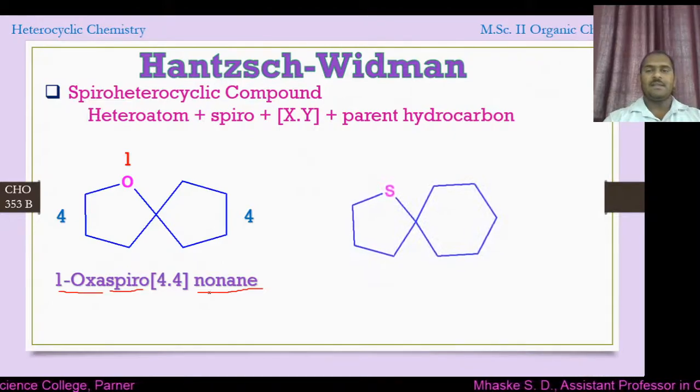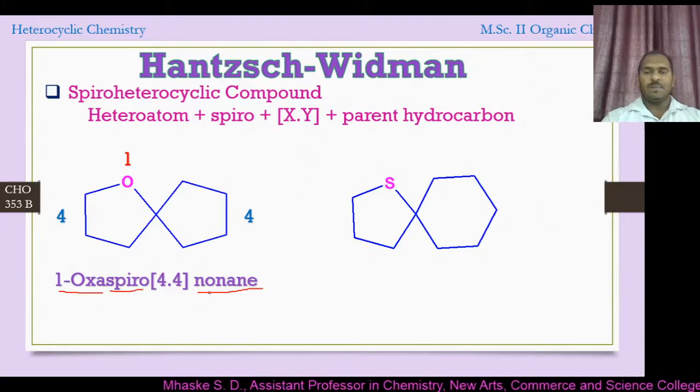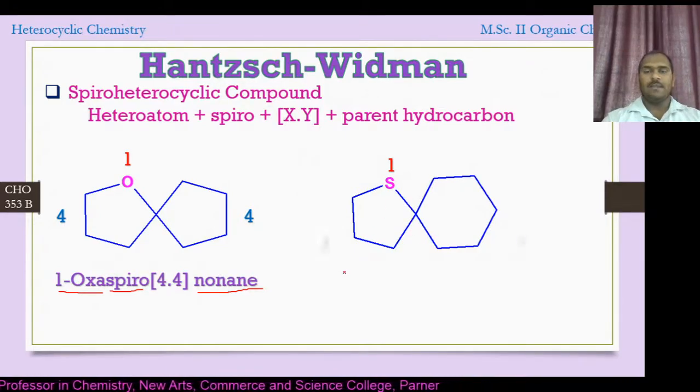Now let's consider another example. Here we have taken a slightly different example, with one ring 5-membered and the other 6-membered. You can see here, first the oxygen, and in this way we can continue. So there are a total of 10 atoms, so decane is the parent. There are 4 atoms from this side and 5 atoms from this side, and one is common.